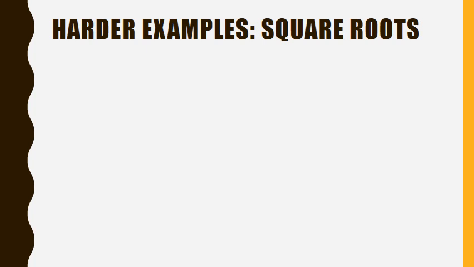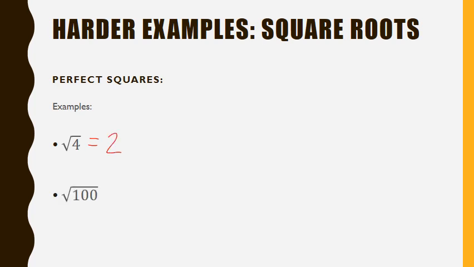Here's some harder examples. You're going to have to use what you remember about square roots from yesterday. So our perfect squares, we have the square root of 4. So we have to think to ourselves, what times itself equals 4? That'll be 2. That's a perfect square.